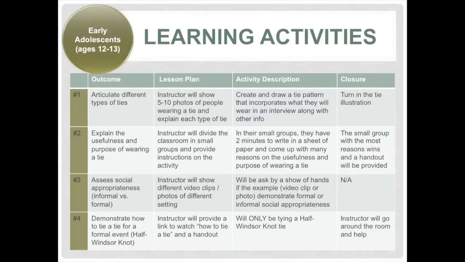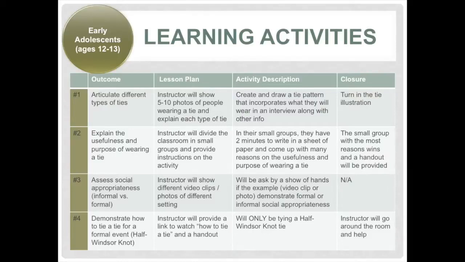If I may please draw your attention to the first row. As you may recall, the first learning outcome was to articulate different types of ties. In this learning activity, the instructor will begin by showing 5 to 10 photos of people wearing a tie, and they will explain each type of tie. Then the learners will have an opportunity to create and draw a tie pattern that incorporates what they will wear in a formal interview, along with other information. At the end, the learners will turn in this illustration.